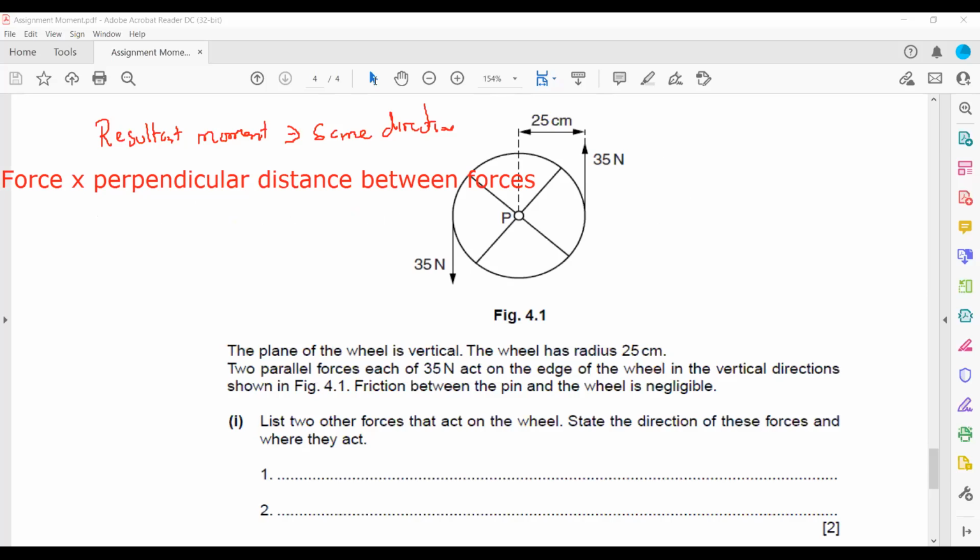So the force is 35 multiplied by the perpendicular distance. Because the radius is 25, and this is also 25, 25 plus 25 is 50 centimeters or 0.5 meters. So when we multiply 35 by 0.5, it will be 17.5 Newton meters, and the direction will be anti-clockwise. Is it clear? The moment of the couple.